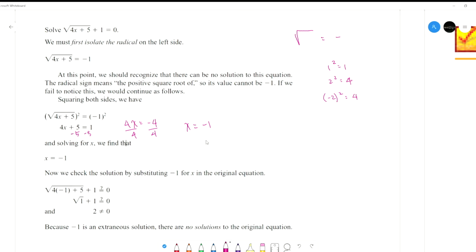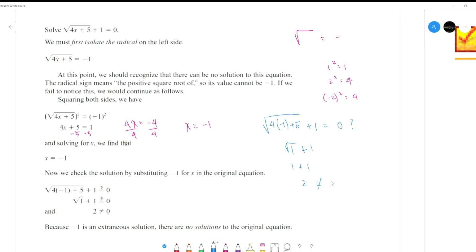Now when you substitute this in to check, let me do it in a different color ink, we get 4 times negative 1 plus 5 under the radical, plus 1 equals 0. So we have to check this. This is negative 4 plus 5, right? Negative 4 plus 5 is 1. The square root of 1 is still 1, plus 1 is equal to 2.